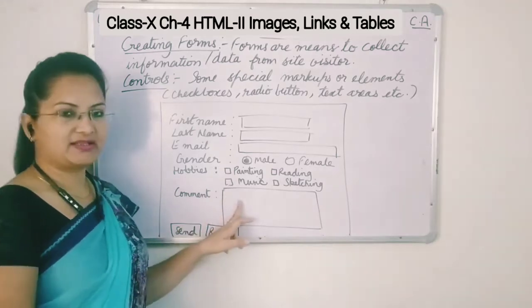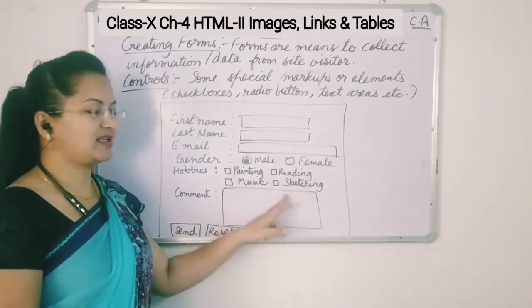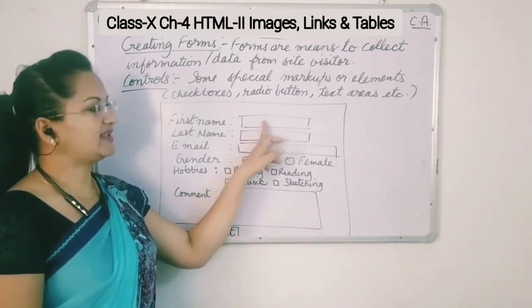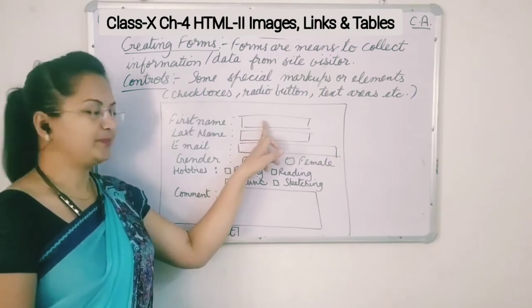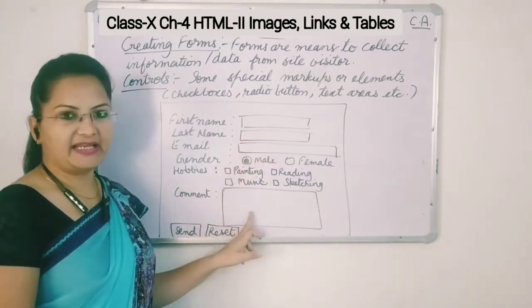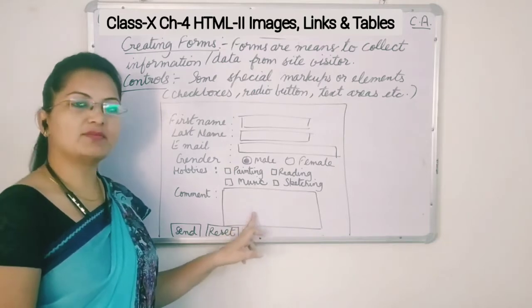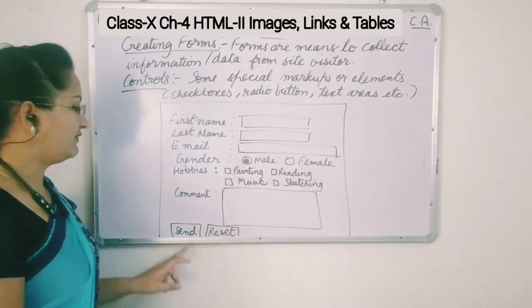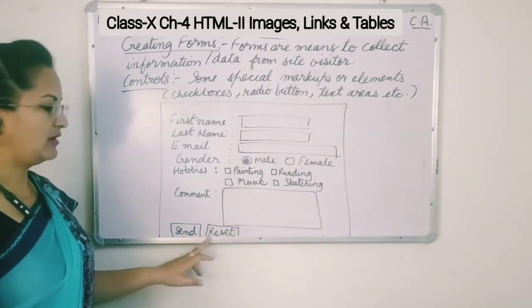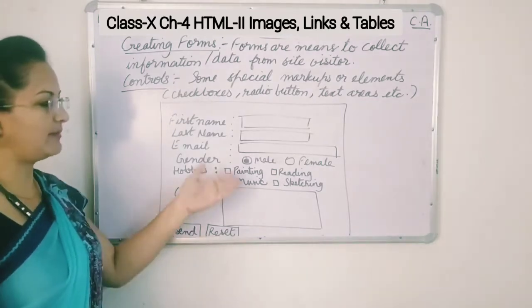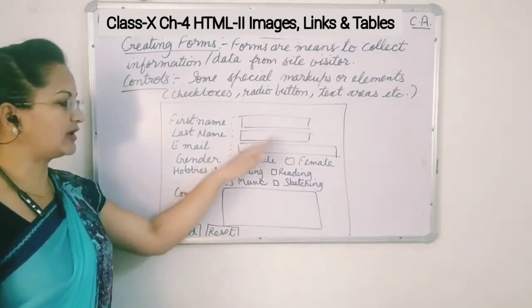Then comment. A comment we can enter in a text area. Here you can see the text field is a single-line field, and this is a multi-line area, in which we can enter more than one line of text. Now these are two buttons: the send button to submit the form, and the reset button to clear the fields.